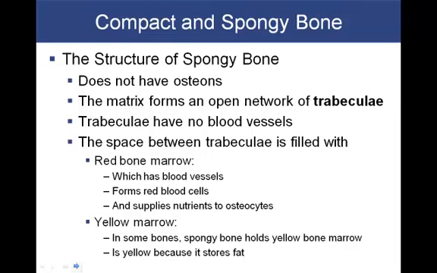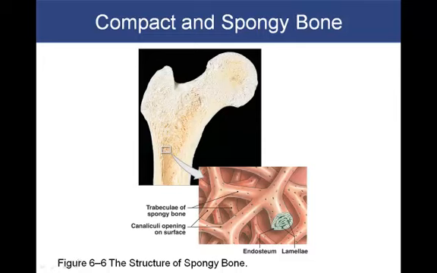Spongy bone does not contain osteons. In fact, the matrix is nothing more than a network of what are known as trabeculae. Trabeculae in Latin means small beam. And if you look at trabeculae, all you have are all these little beams that are connecting to one another, creating this scaffolding, if you will.